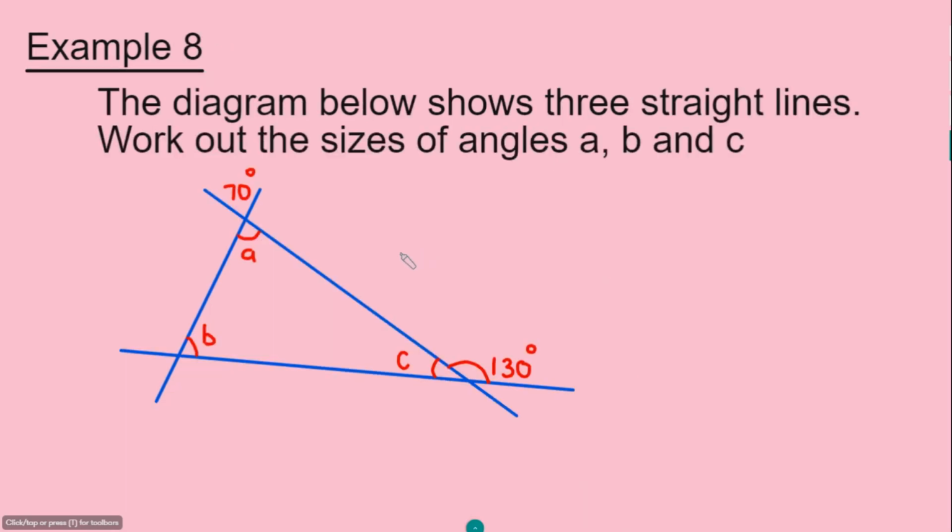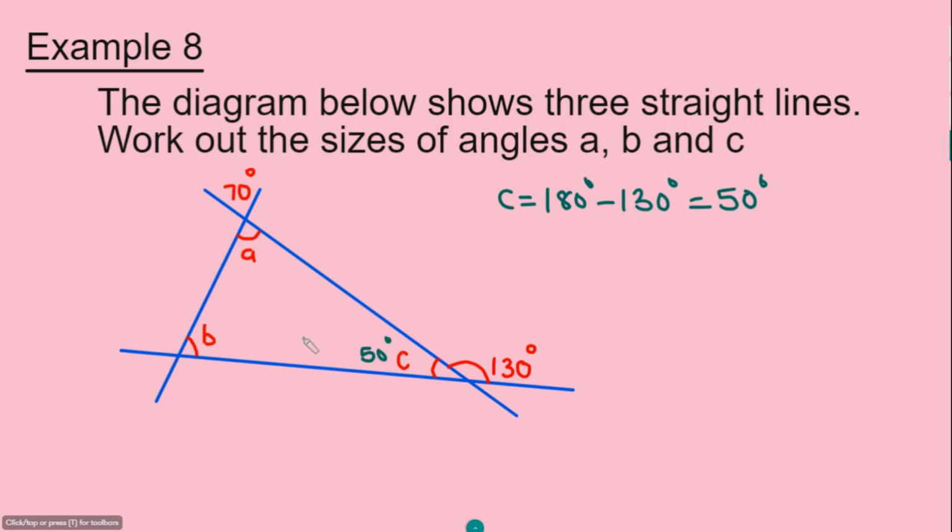And then the last question, we have a triangle crossed by three lines. Now we need to find the angles A, B, and C. Now angle C, we have a straight line. If you add up, this should give 180. So definitely angle C will be 180 degrees take away 130 degrees, and that will give you 50 degrees. So angle C is 50 degrees.